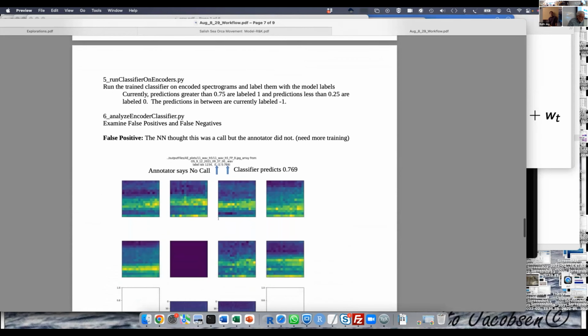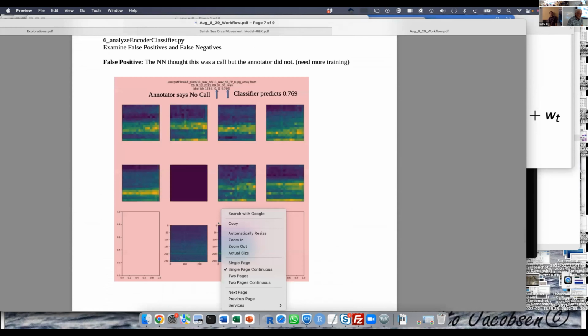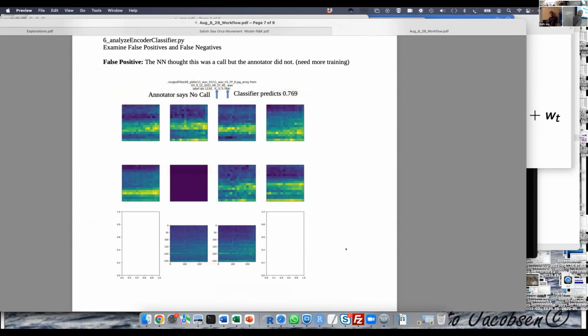So let's just take a look at this one. This is a false positive, not a pink one. And the little arrows up there show that the 0 is the annotator saying there's no call here. And here the classifier comes up with a number of 0.7. Well, that's pretty close to 1, so that's probably reasonable to call a false positive. It's sort of always confusing, the false positive, false negative. If you look at it, the 0 says the annotator says there's no call. The classifier says there is a call.